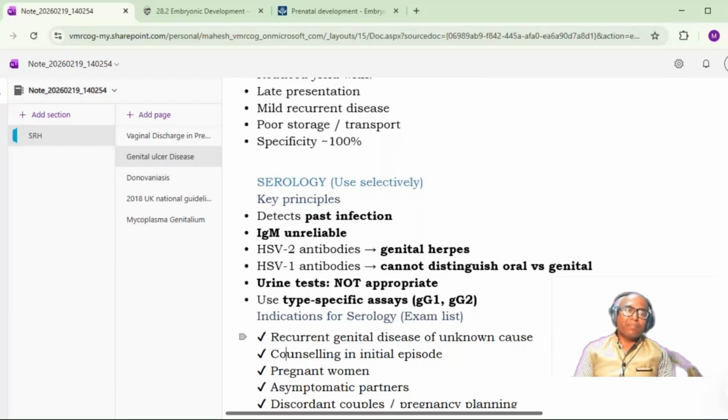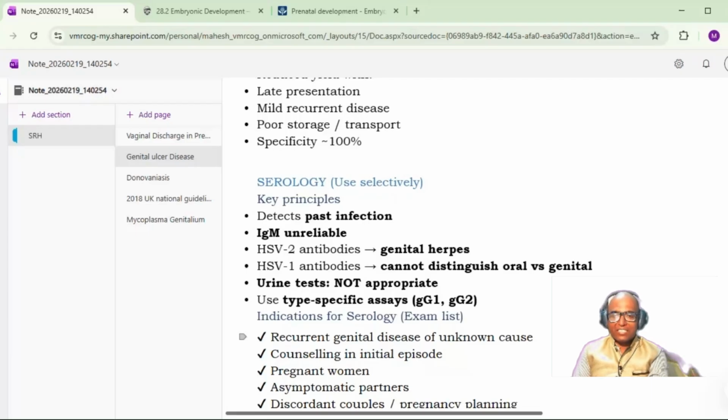The key principle is that serology detects past infection. IgM is not reliable. So you will do the IgG testing, IgG1 and IgG2. IgG1 for HSV1, IgG2 for HSV2. IgM testing is not reliable. HSV2 antibodies will indicate genital herpes. If it is HSV1, it cannot distinguish whether it is oral or genital. Urine test is not appropriate.